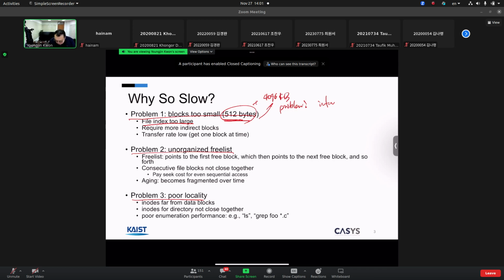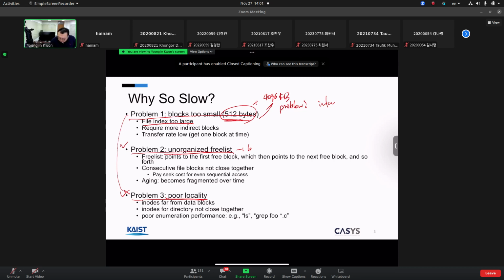Second, using the free list is really bad. Managing and allocating contiguous blocks is a hassle with the free list. We know the answer, right? Eventually you use a bitmap, but at this point the file system implemented free-list-based allocation. What's the problem? And third is the well-known problem of poor locality. The inodes and data blocks are located far apart, which causes a locality problem. We will closely look at these three problems.